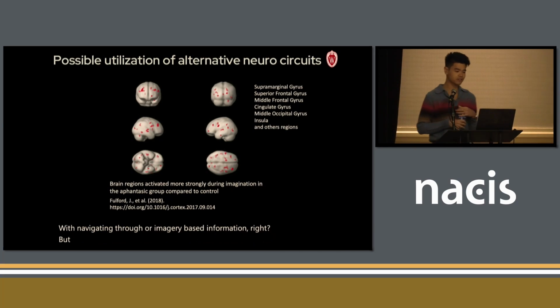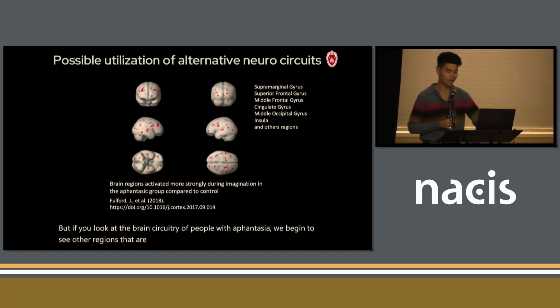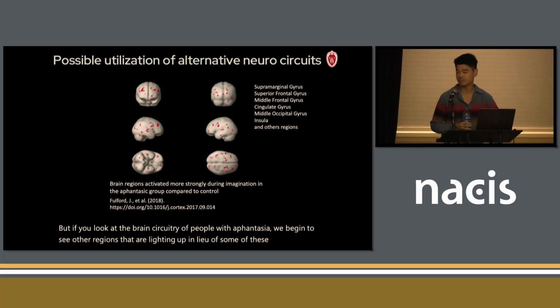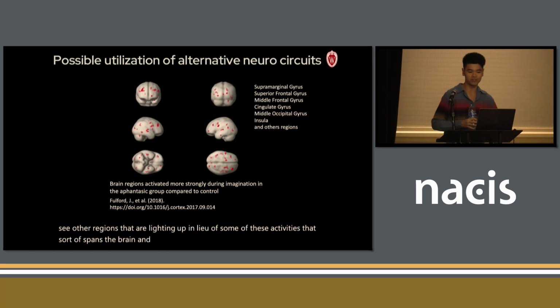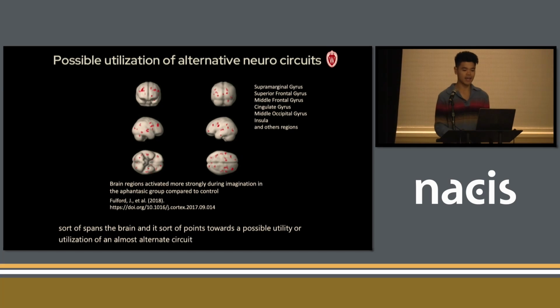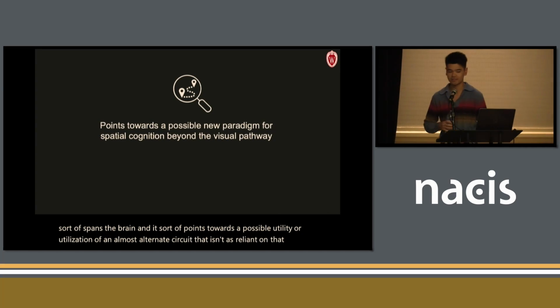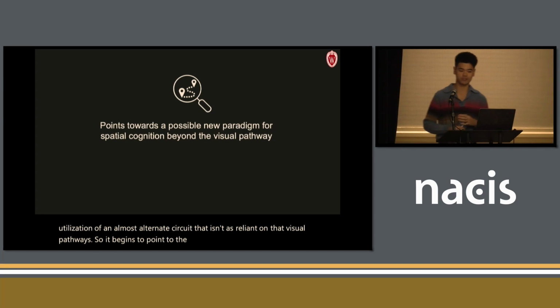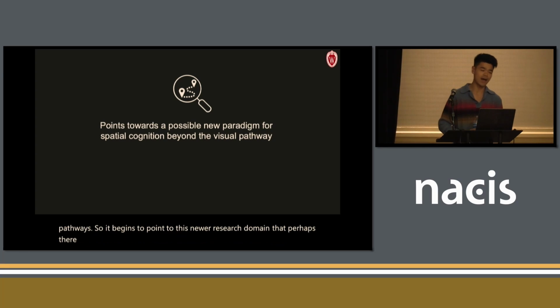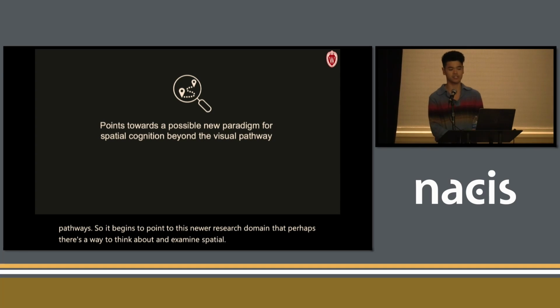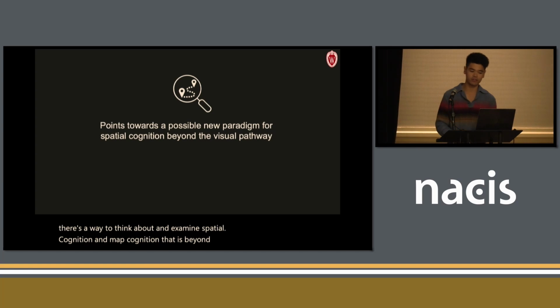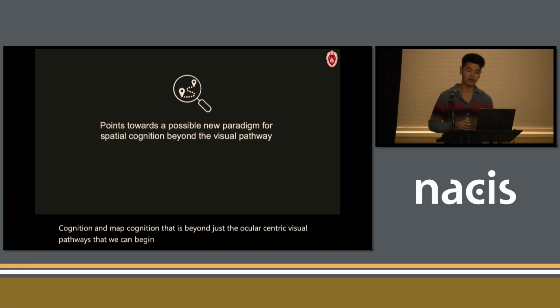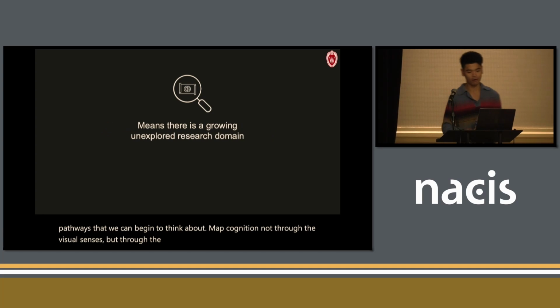But if you look at the brain circuitry of people with aphantasia, we begin to see other regions that are lighting up in lieu of some of these activities that sort of spans the brain, and it sort of points towards a possible utility or utilization of an almost alternate circuit that isn't as reliant on that visual pathways. So it begins to point to this newer research domain that perhaps there's a way to think about and examine spatial cognition and map cognition that is beyond just the ocular-centric visual pathways, that we can begin to think about map cognition not through the visual senses, but through the spatiality itself.